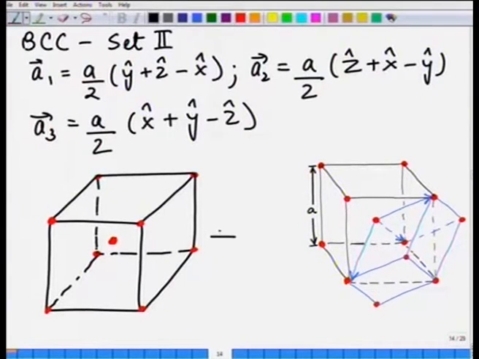Let us choose our axes, so that this is x, this is y, and this is z going up. Suppose this is the y direction, this is the x direction, and this is the z direction, is how we are pursuing this. Okay. So, if this is the case, let us draw this. How do these vectors look like?